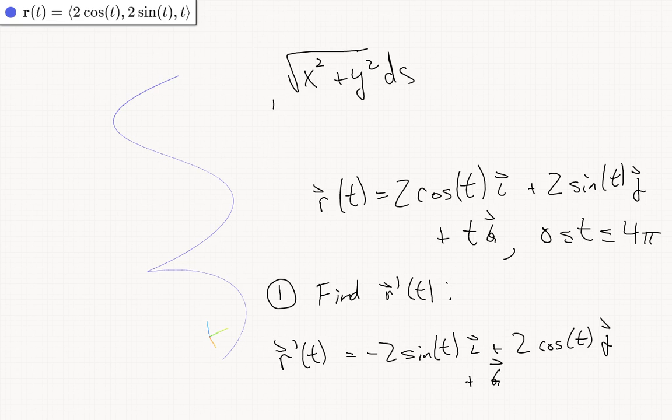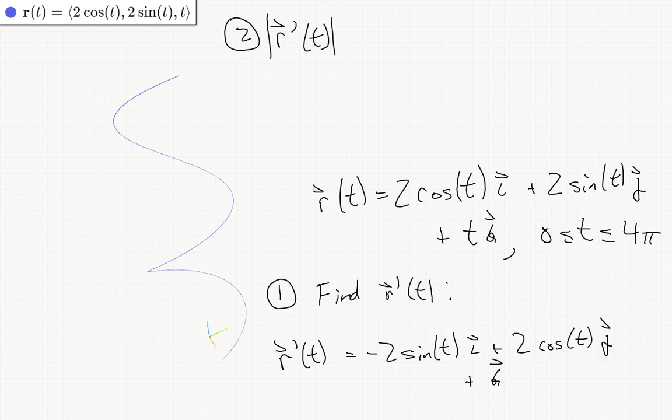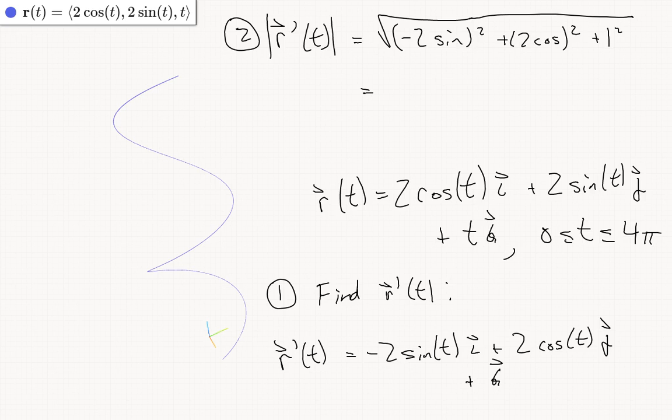Then the magnitude of this velocity vector will be root negative 2 sine squared plus 2 cos squared plus 1 squared, which is root 5, independently of the value of t.